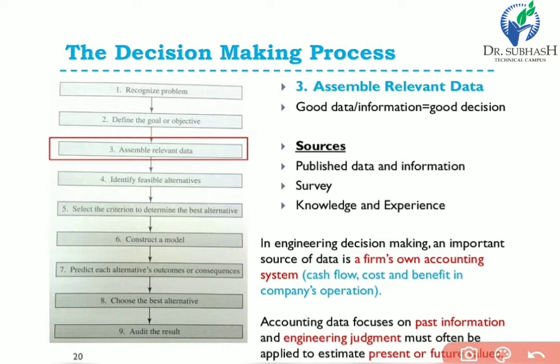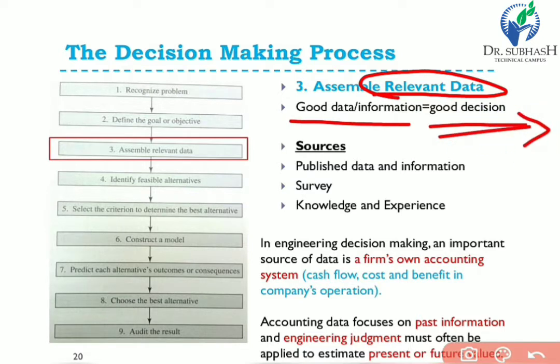Third one is assemble relevant data. It means simply collect relevant data regarding a problem and determine a solution. Good data or information is equal to a good decision. It means that if we want a good decision, then the data collected by us must be good. The source of data is published data and information. It is normally received from any company's data sheet or data published in newspaper or television.